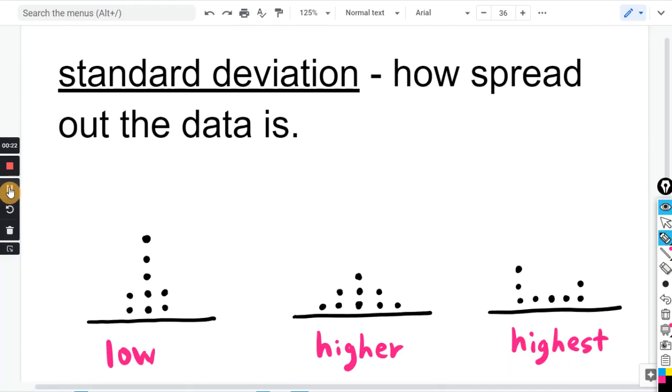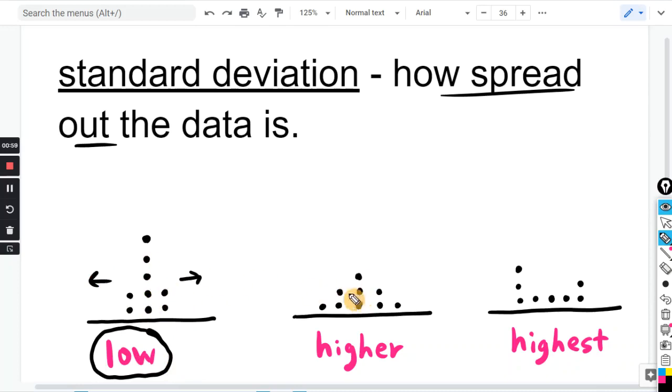So just a rough sketch. Let's say this is like a number line, and the left-hand side is the lower numbers, the right-hand side is the higher numbers. This would be low standard deviation right here. And that is because the standard deviation is how spread out the data is. You can see right here, the data points are not very spread out. We don't have many points that are excessively high or excessively low. So since these are not spread out, this is a low standard deviation.